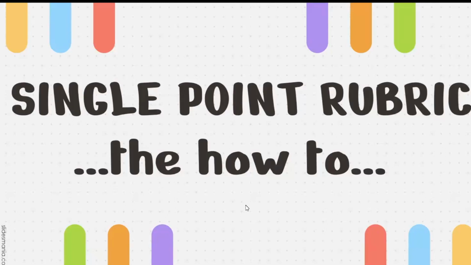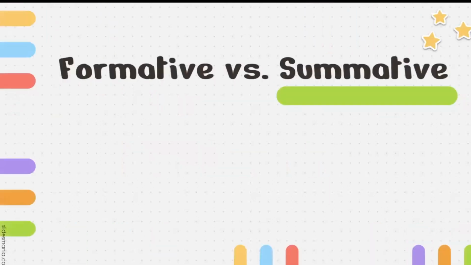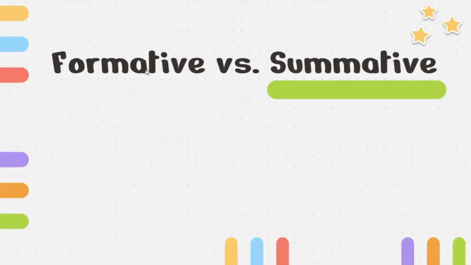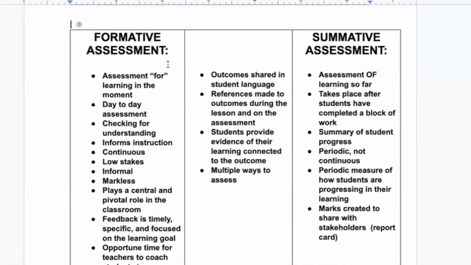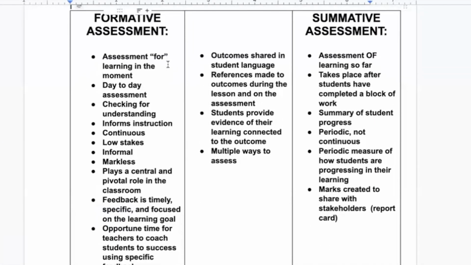So what we would like to try and do with you is walk you through single point rubricing and how you can create your own in your classroom. The best way to start the whole process is to just be reminded of a few pieces that are really critical to really understanding a single point rubric. And that is the difference and similarities between formative assessment and summative assessment.